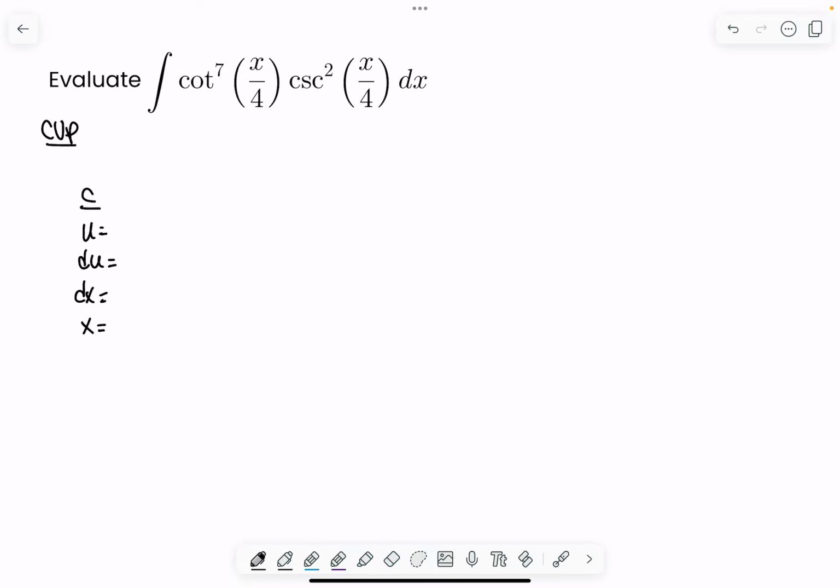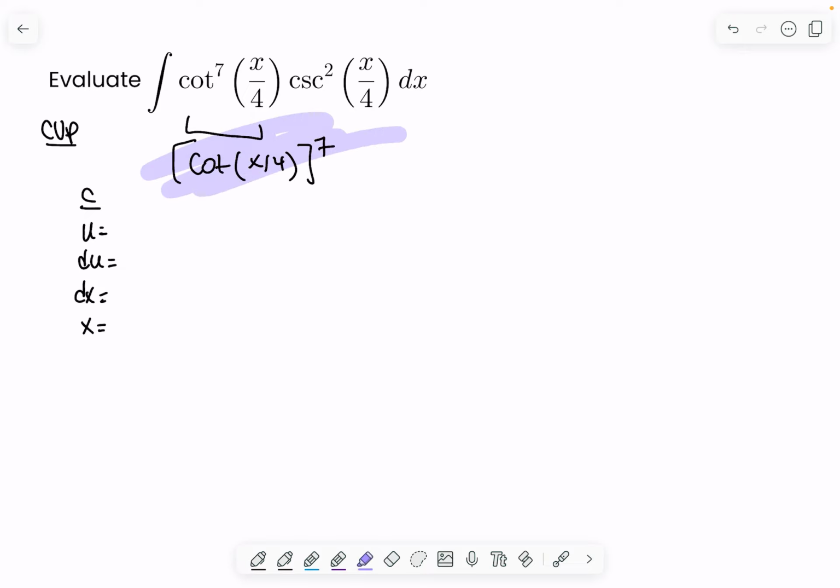So then, again, usually what I tell you is, okay, what's the trickiest part about this problem? This looks tricky. Pick what's on the inside, make that your u. But what you really want to do is rewrite it to be cotangent of x over 4 to the 7th power, and use that same rationality. Ask yourself, what's the trickiest part about this problem? This. And so then pick what's on the inside and make that your u.